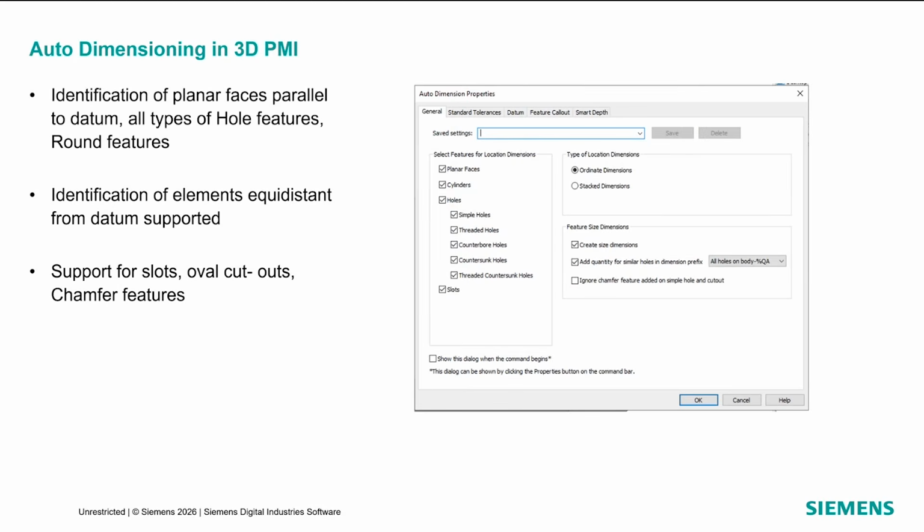Here are all the selected features that you can use for auto dimension. So if we have all those selected, we can automatically identify the planar faces parallel to the datums, all types of holes, cylinders, and also slots, right? So again, there is support for slots, overall oval cutouts, and chamfers can also be identified using the auto dimension feature. And again, this is a great thing that we have had inside Designcenter Solid Edge for a while now, and I highly recommend everyone to start using this.